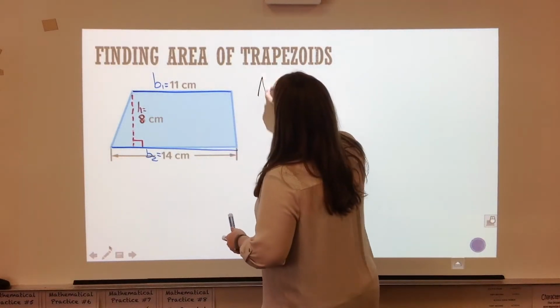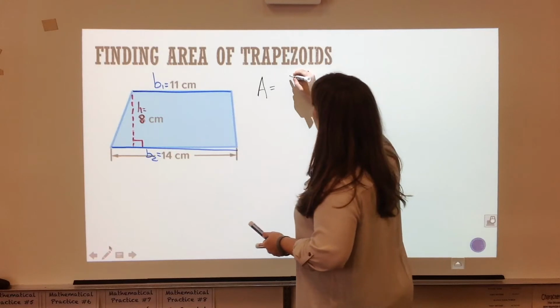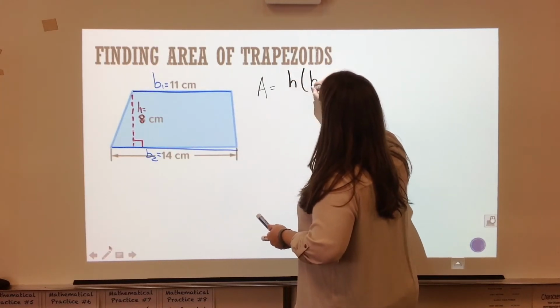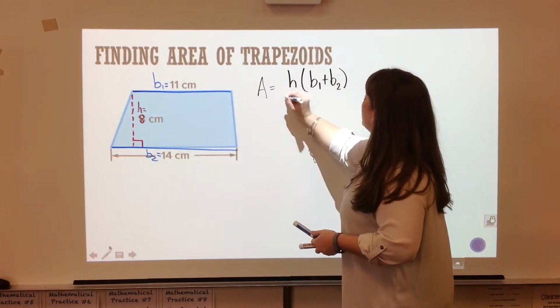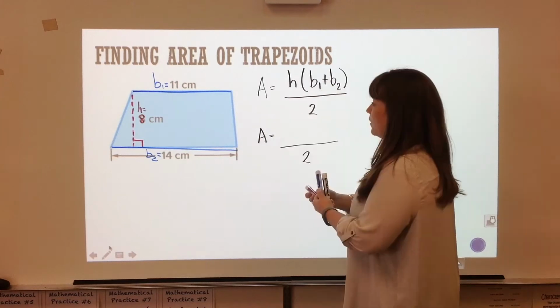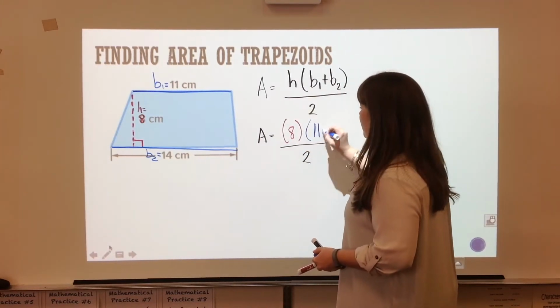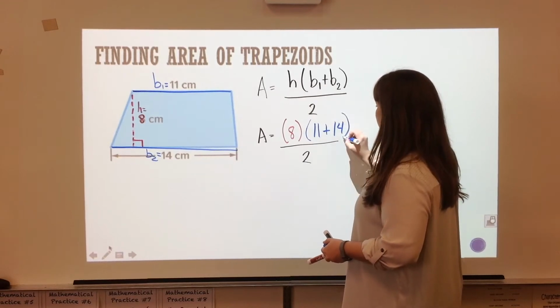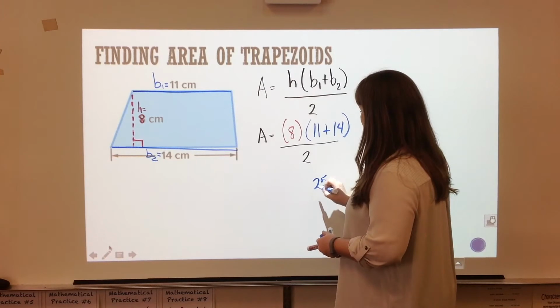Let's write the formula. A equals, I'm going to use the fraction form just so you can see how that is used. So we have h times the sum of the bases, and then dividing it by 2. Now let's plug in our numbers. The h is 8. Our bases are 11 and 14. I have to add that up first. That's going to be 25.